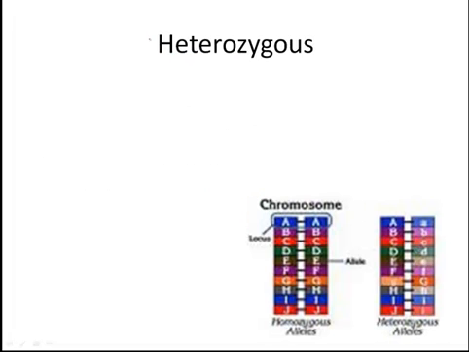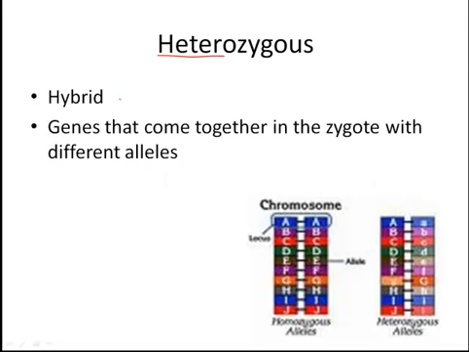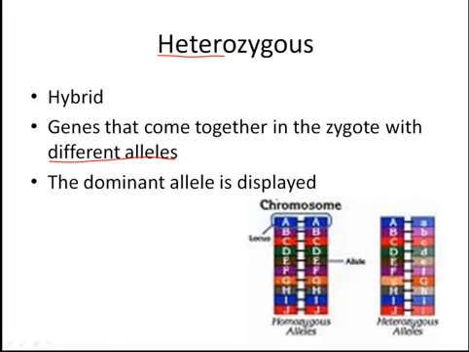That's different than heterozygous. Hetero means different. The other word for this is hybrid. Think of a hybrid car that's both gas and electric. These are genes that come together in the zygote and they have different alleles. So instead of them both being capital or both being lowercase, you have one of each. And when that happens, the dominant allele is the one that is shown. So big T, little t is tall, even though it's got one dominant and one recessive. You don't get the mix of it. It's not medium, it's tall.